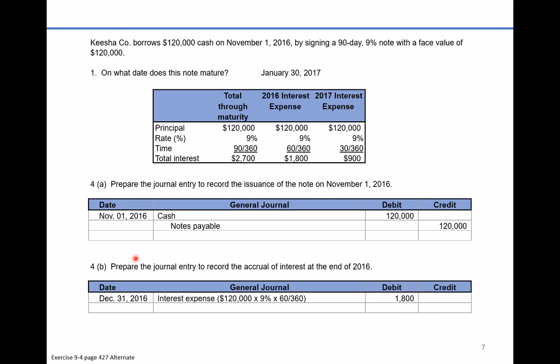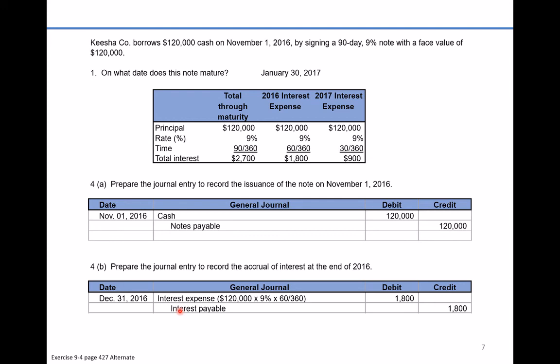Now, is that interest going to be paid right now, or is it going to be paid later on? Is a liability created for this interest, or is this interest being paid out right now? Well, it says that they signed a 90-day note and it's all due at maturity, so this interest is not actually being paid out yet in cash. Instead, a liability is being created called what? Interest payable. So interest payable of $1,800 has been created as well. Okay?